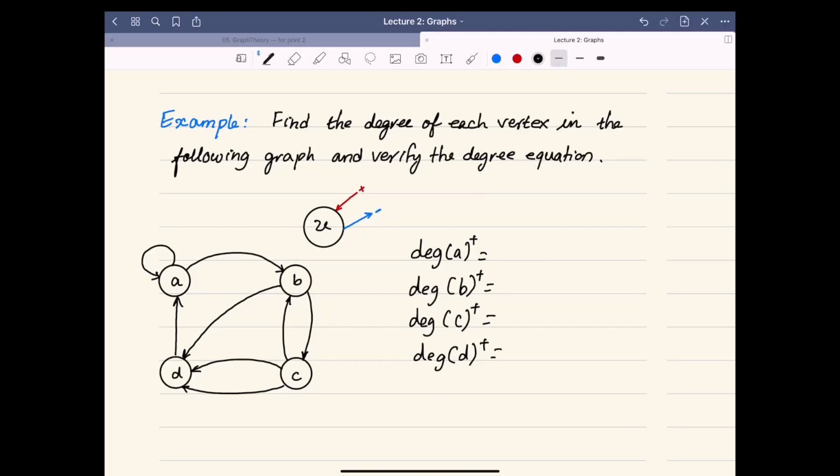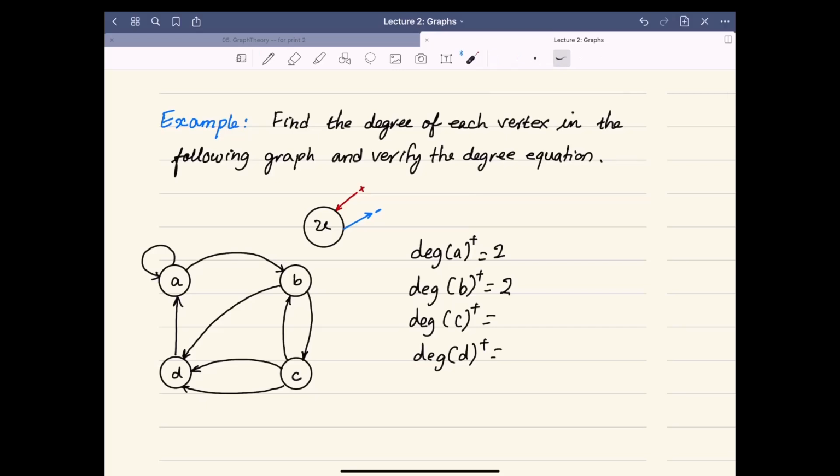So we need to count how many in arrows for each vertex. Let's go for A. For A, how many arrows do we have going into A? So we have 1 and we have 2. So the answer is 2. Now for B, how many in arrows do we have? We have 1, we have 2 only. So these are out, so we have only 2. So this answer will be 2.